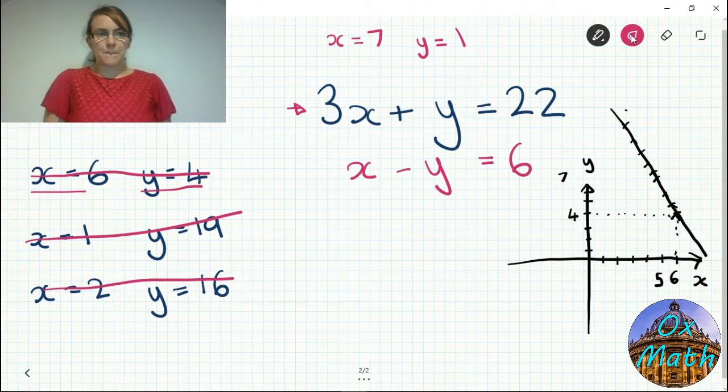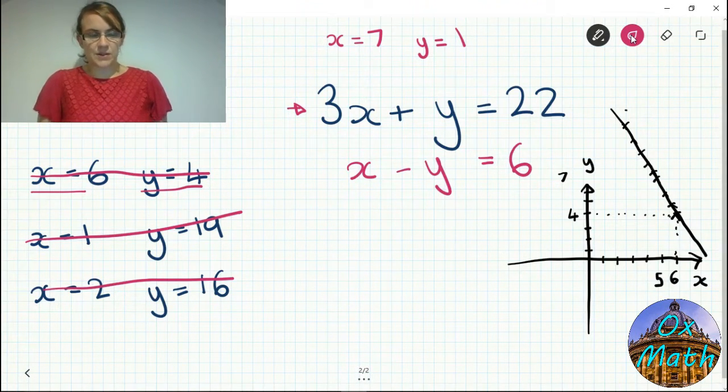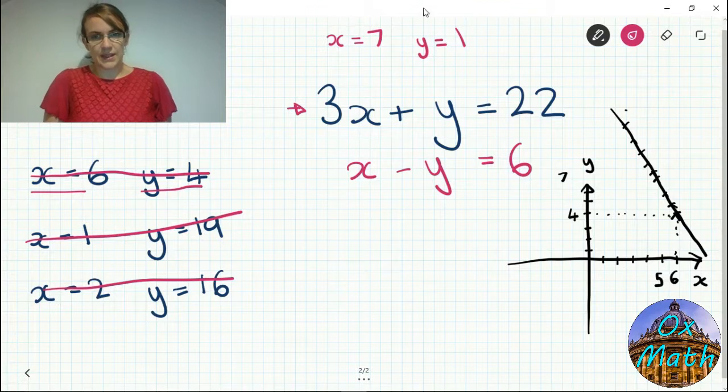Now I knew that, but we use simultaneous equations and methods of elimination to find these values. So that is actually what we mean when we're saying solving simultaneous equations. We are finding the pair of values that work in two equations.